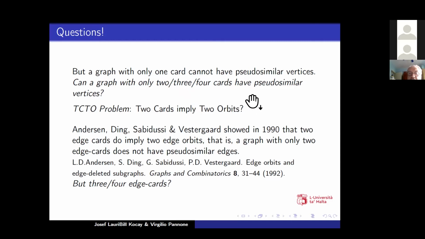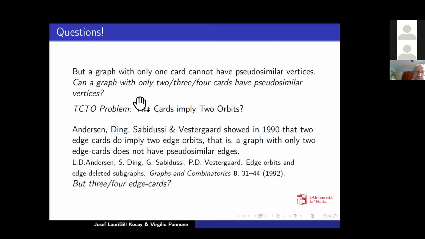Do 3 cards imply not pseudosimilar? Do 4 cards imply not pseudosimilar? I believe somewhere around here, pseudosimilar edges may start to appear, but even that we haven't been able to do, and even Vestergaard, Sabidussi, Ding, and Anderson couldn't find pseudosimilar edges here, but they couldn't show that there aren't any pseudosimilar edges. Okay, let's now concentrate a bit on this. So we would like to prove this conjecture.